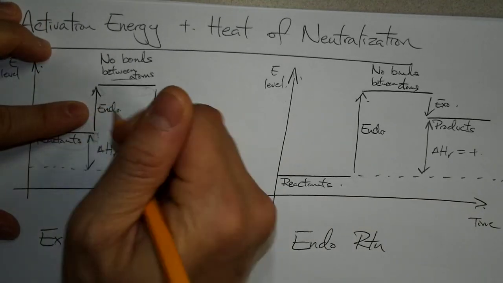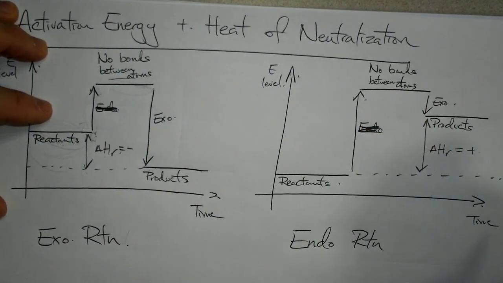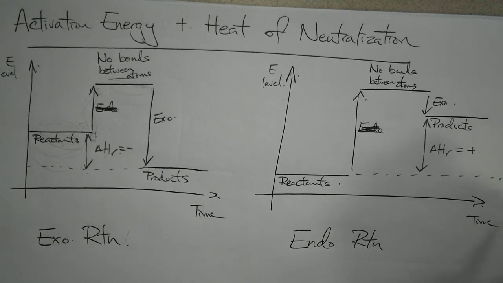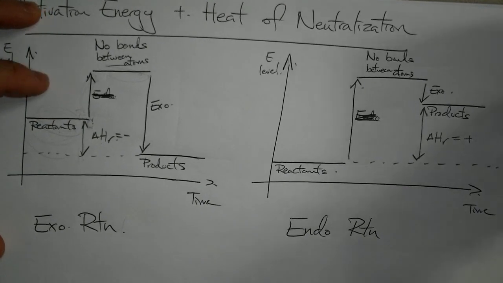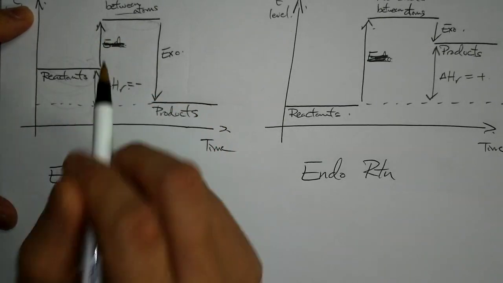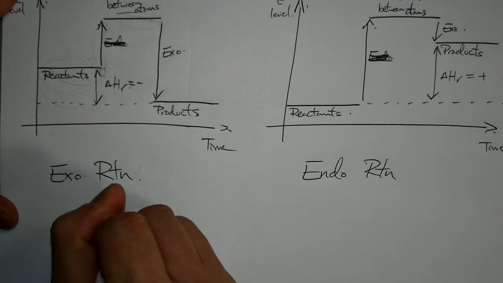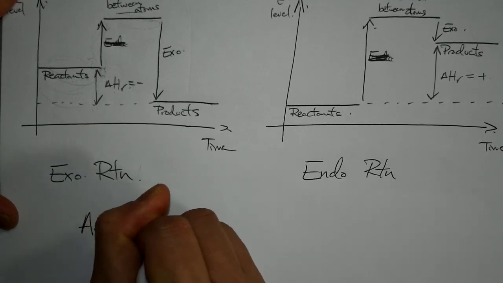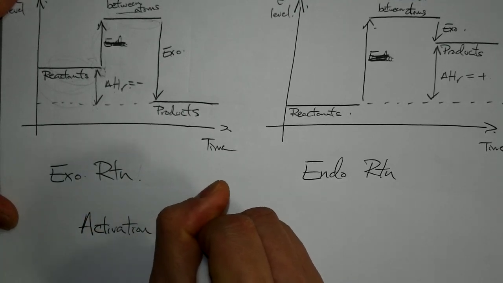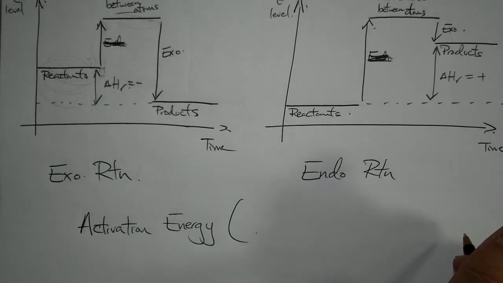Now this part here, we're not going to call it endo anymore. We can easily cross that out. You don't call that endo anymore. We actually call it activation energy. Now, because we don't have that much space here, there is actually a short form for activation energy. Activation energy has a short form. It is known as, anyone want to guess?